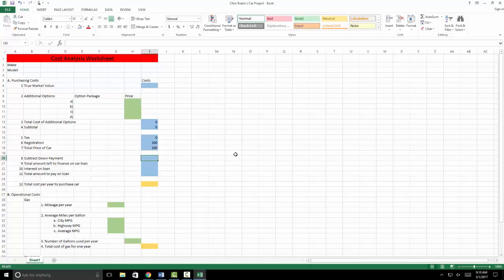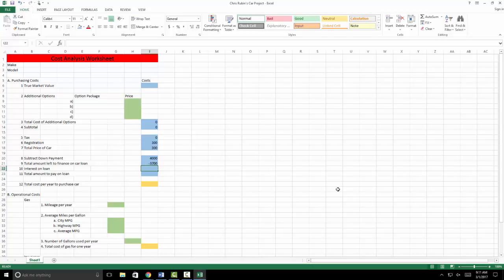With all cars, you need to have a down payment. So in this case, we're going to just go ahead and have a $4,000 down payment. And that'll help us figure out the total amount left to finance on the car. We're going to set up a formula to do the total price of the car minus the down payment, which will equal the total amount left to finance.